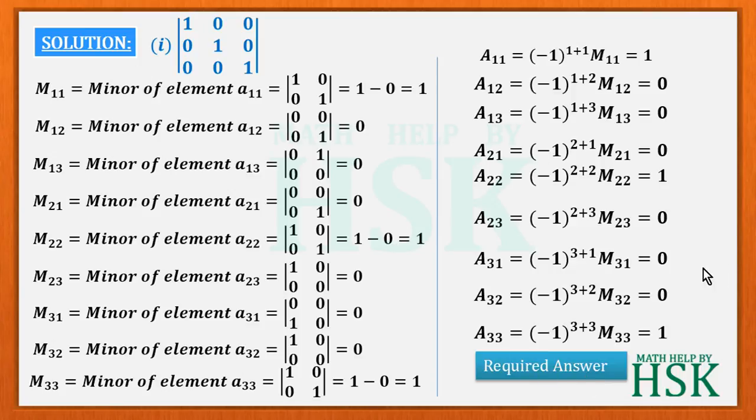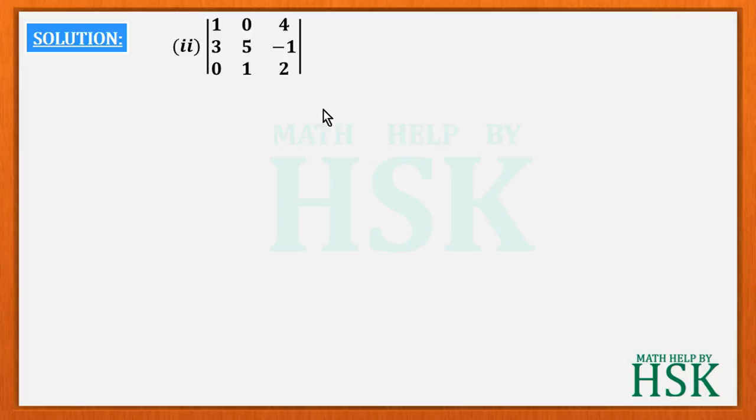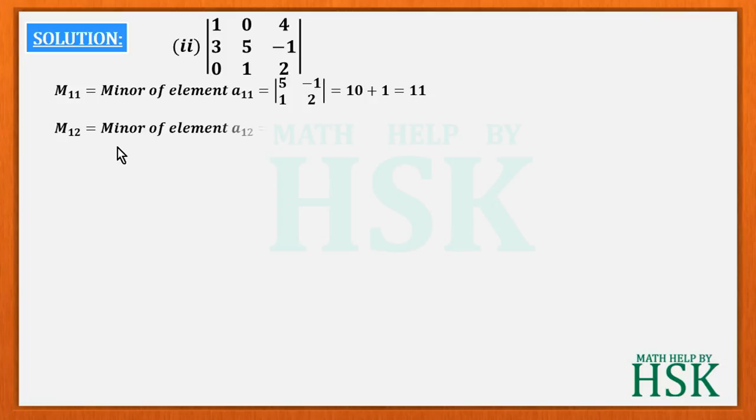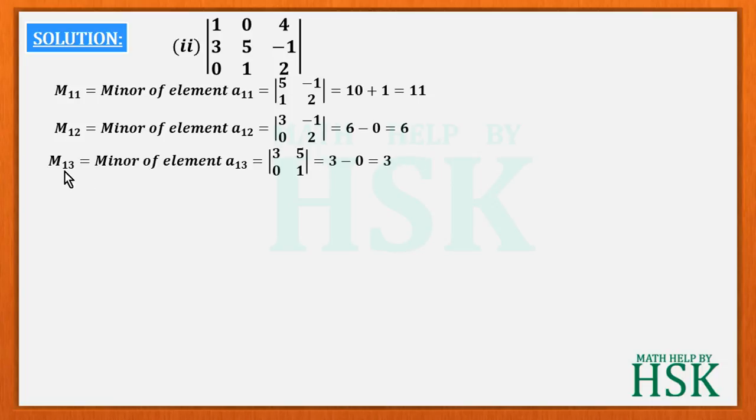This is our required answer. Now for the second part, the minor of this element 1, that is a11, would be equal to 5 times 2 minus (-1) times 1, so 10 plus 1, 11. M12, the minor of this element, would be equal to 3 times 2 minus 1 times 0, 6 minus 0, or 6. M13, the minor of this element, would be equal to the determinant 3 5 0 1, or 3 minus 0, or 3.